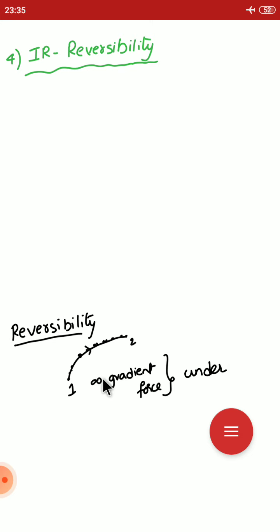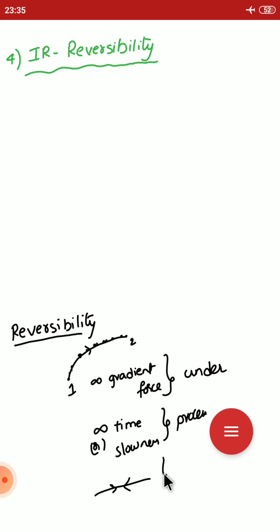Under the infinitesimally small gradient force, the reaction also takes place over infinitely large time, or we can say the process takes place with infinite slowness, and it is also able to reverse at any position without disturbing the system and surroundings. This is the criteria for the reversibility.